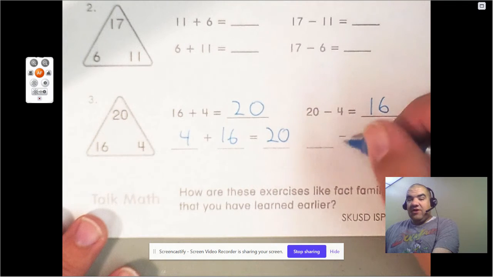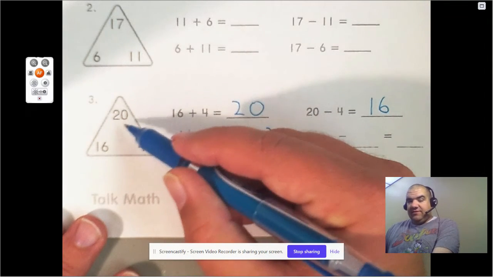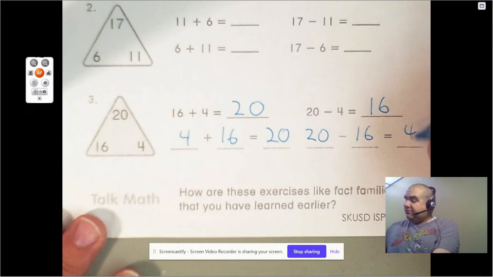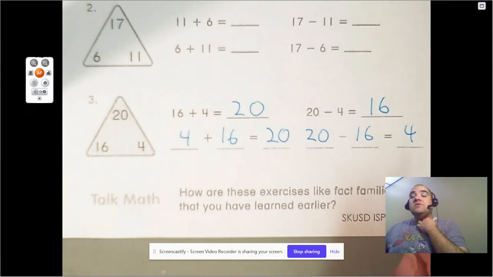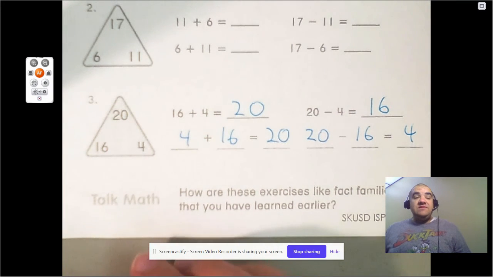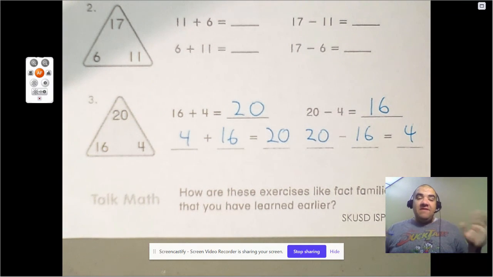And since this is subtraction, you have to have the big number on the top. 20 minus 16 equals 4. So that's how you can work on those fact families. I'm going to do more of these later, but I wanted to split this up so that I have just a lesson on fact families to remind you how they work.